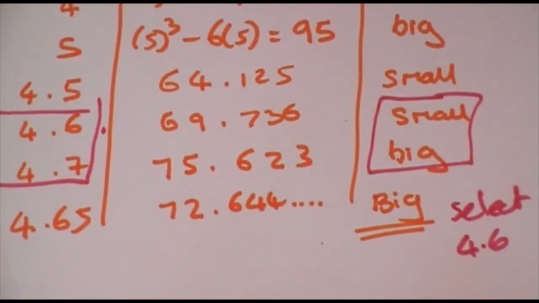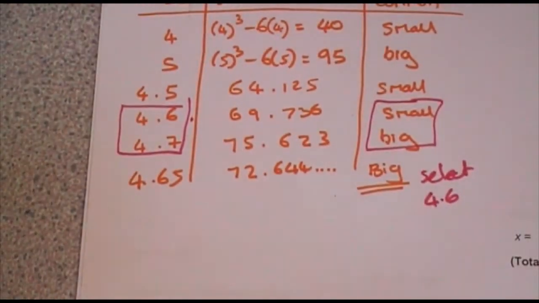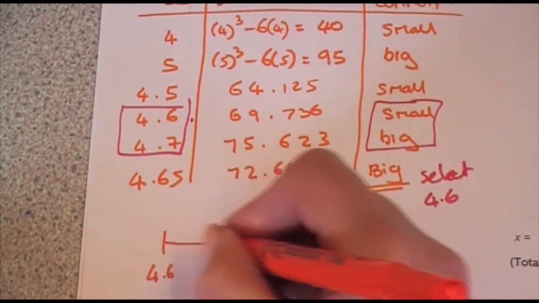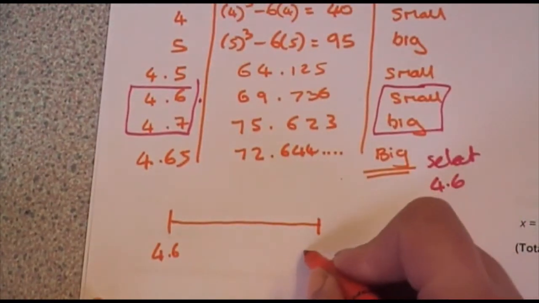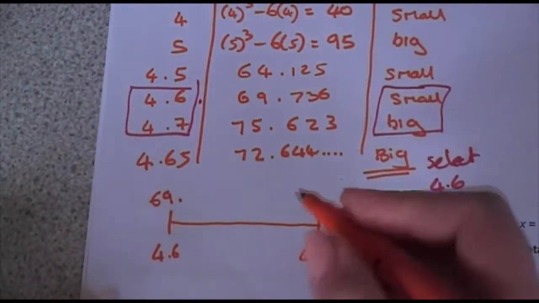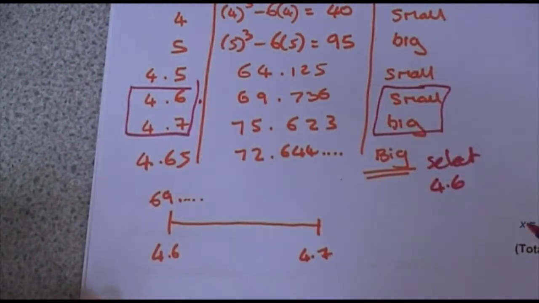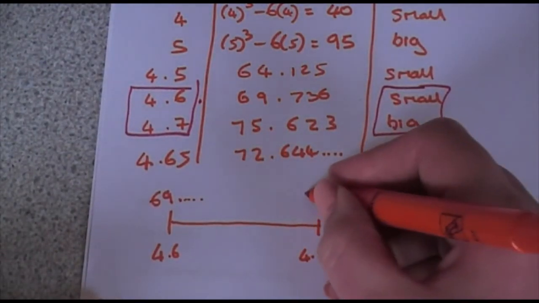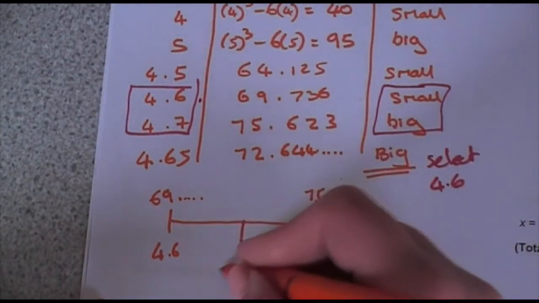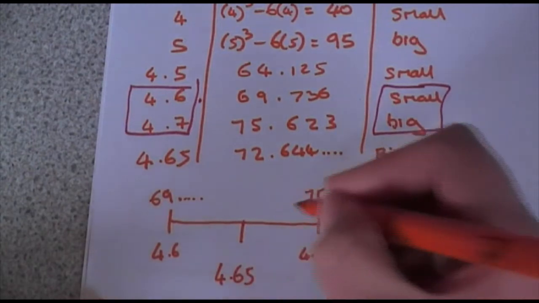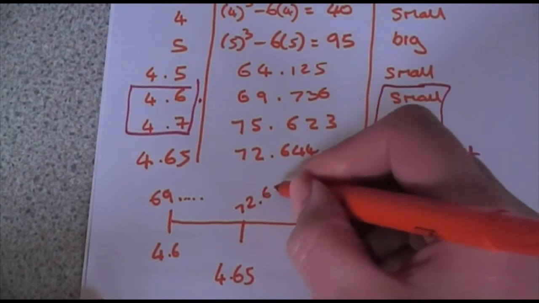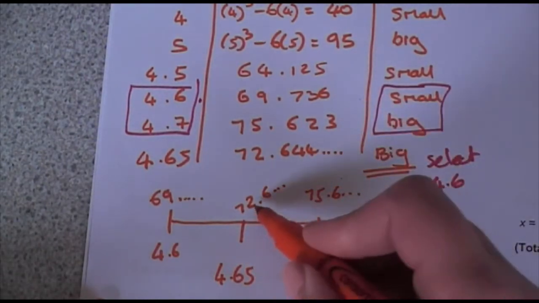If you want a visual representation of why we're picking 4.6, essentially if we had this on a number line, I've got 4.6 here and I've got 4.7 there. And 4.6 gave me 69 point whatever, and 4.7 gave me 75.623. I've tried 4.65 in the middle. That came out as 72.6 blah blah blah. Whatever it came out as, it was too big.